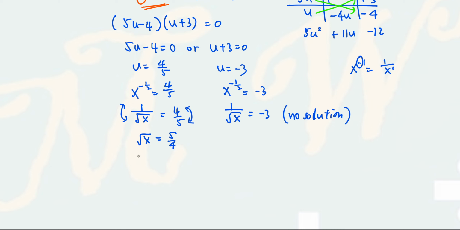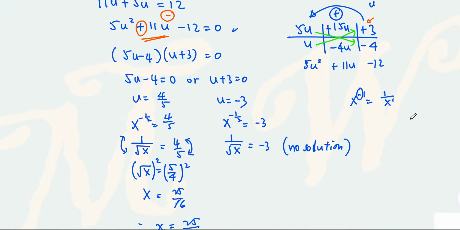And now, to get the x, you square both sides. Okay, so I square both sides. So square of square root x is basically x. Square of 5 over 4, you are getting 25 over 16. So your solution for this question is 25 over 16. Okay, so done for the first question.